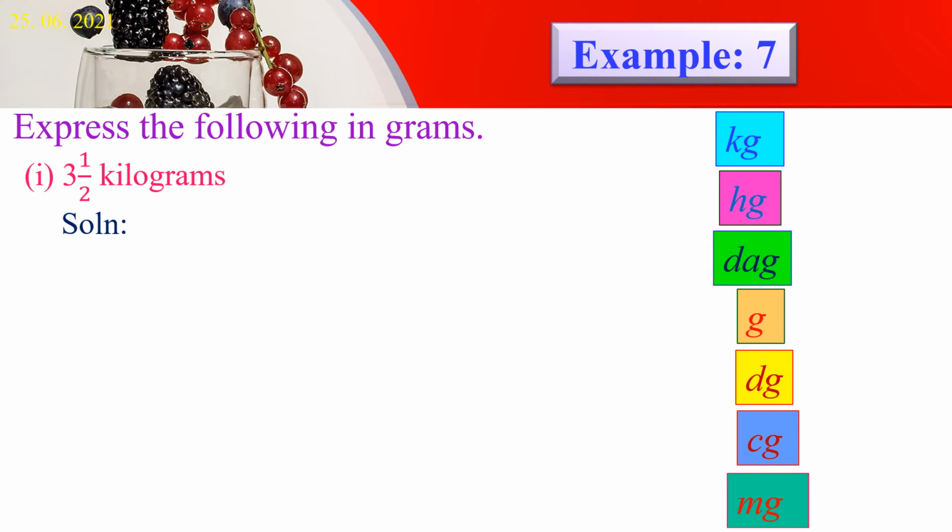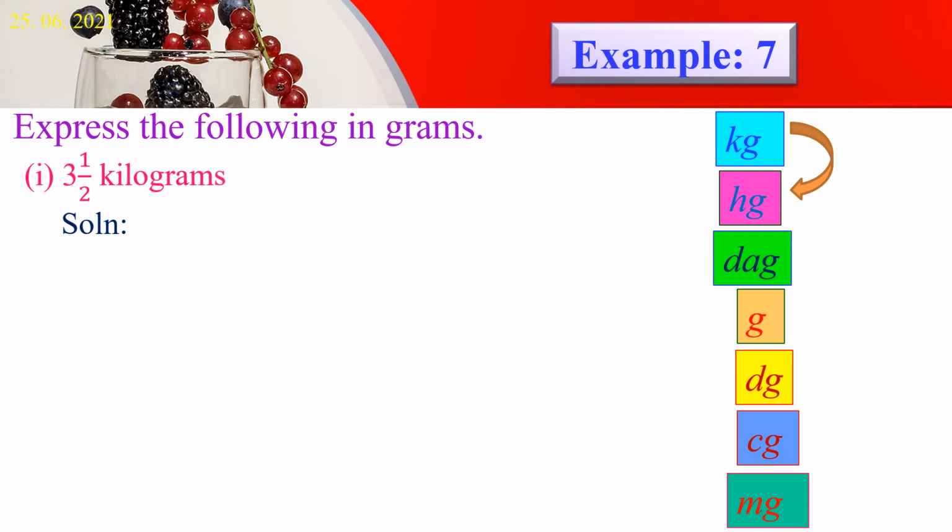Now we have to convert kilogram to gram. Kilogram is the largest unit when comparing with gram. Let us see how many steps we have to move from the larger unit kilogram to gram. For each step we have to multiply by 10.